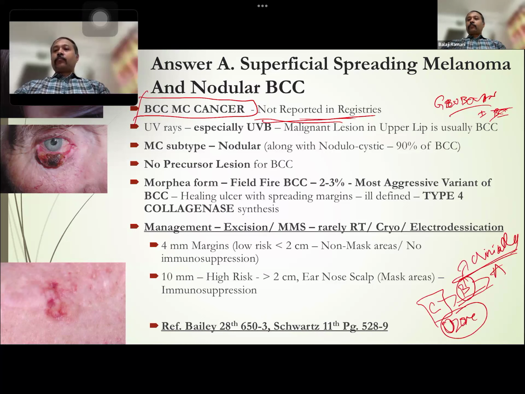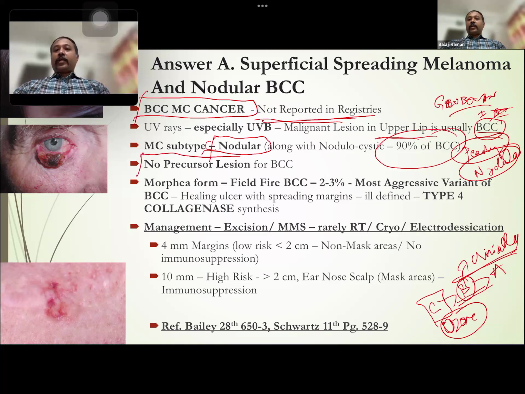And malignant lesions in the upper lip are usually basal cell carcinoma due to sun exposure. The most common type is the nodular. We are just now discussing the edges, so we all know about the presence of the pearly edges. The classical edge that we describe is a pearly edge, which is nodular. So just remember that, and that is the reason why nodular BCCs will be common. Nodular type and the nodulocystic type constitute around 90% of all basal cell carcinoma.